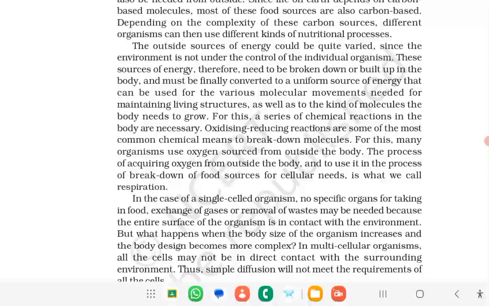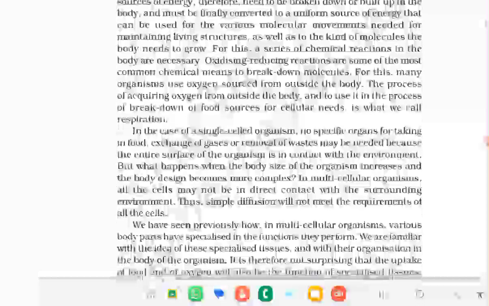Oxidizing and reducing reactions are some of the most common chemical means to break down molecules. For this, many organisms use oxygen sourced from outside the body. The process of acquiring oxygen from outside the body and using it in the breakdown of food sources for cellular needs is what we call respiration.